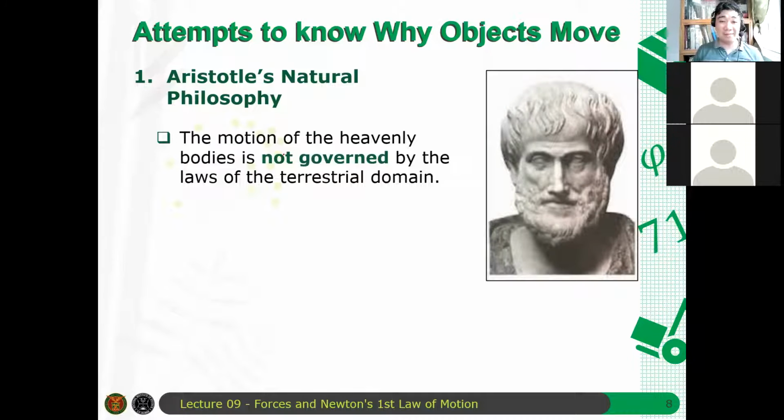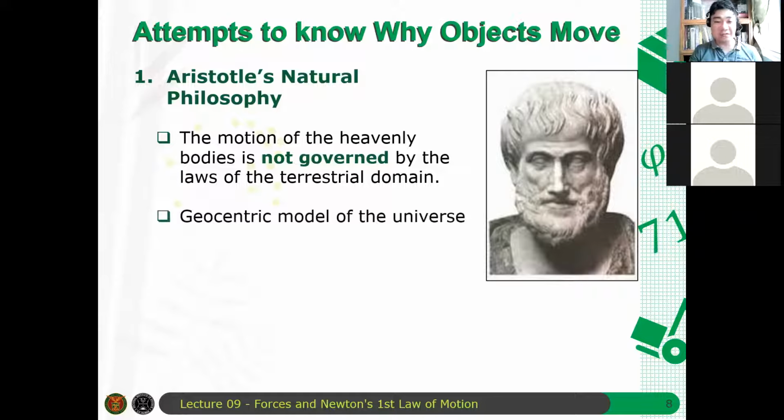So the motion of the heavenly bodies is not governed by the laws of the terrestrial domain. Terrestrial domain meaning the earth. Now, of course, the moon, you can see, does change somewhat. There's a gibbous moon, there are phases of the moon. They said maybe it's because it is close to the earth. Since it is close to the earth, it is somewhat affected by the earth's corruption. So the Earth has a slight effect on the Moon. But other planets, for example, and the stars and the Sun, move in perfect circles and therefore should be incorruptible.